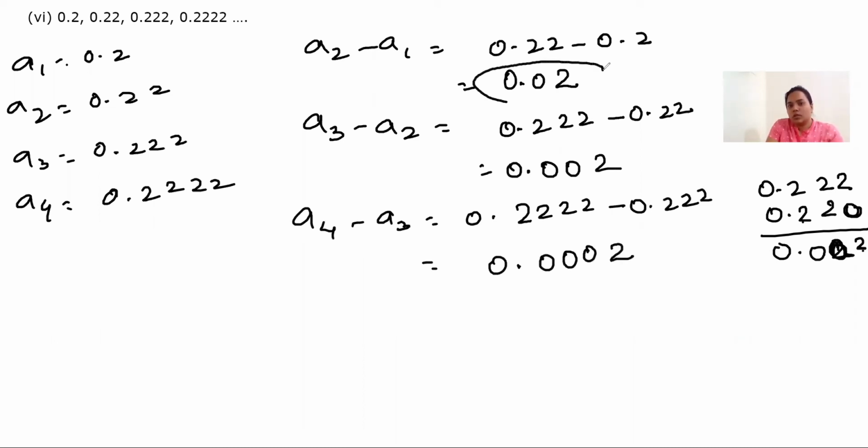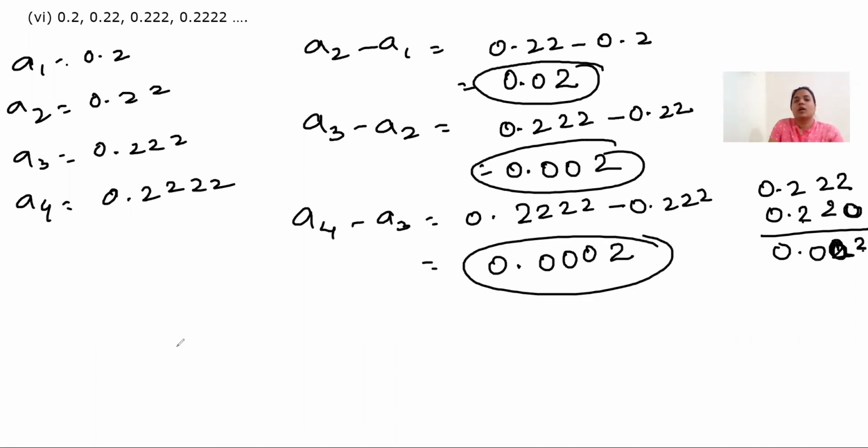So see this, we don't have the same difference. So it is not an AP. And if it is not an AP, we don't have to find the common difference. We don't have to find the other terms.